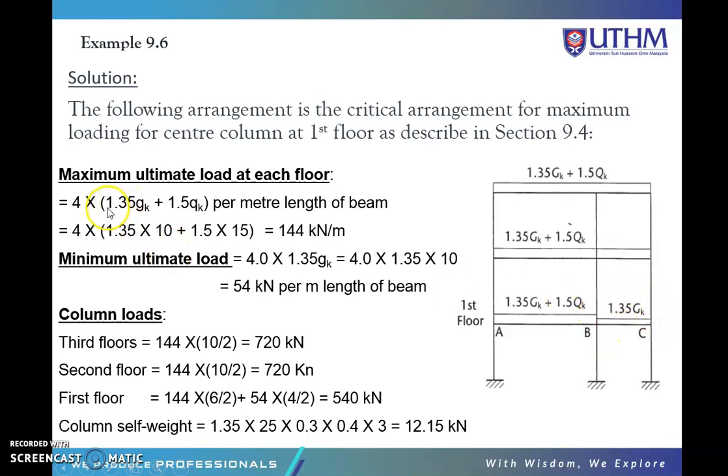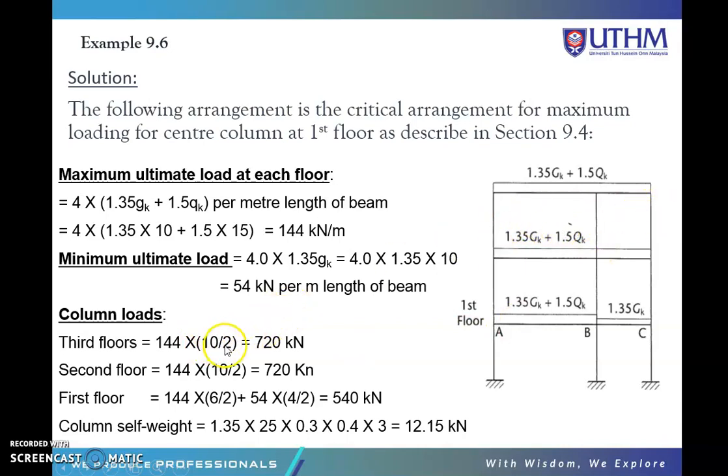Okay, so sebab dia mention tadi the frame are at 4 meter center, so kena darab dengan 4. Okay, 1.35 GK, 1.5 GK. So just substitute and you got this value for the maximum. Okay, then for the minimum, you just take into account the 1.35 times with 4. So this is the maximum, this is the minimum. Okay, then the column load is this times with the distance. This total distance is 10.